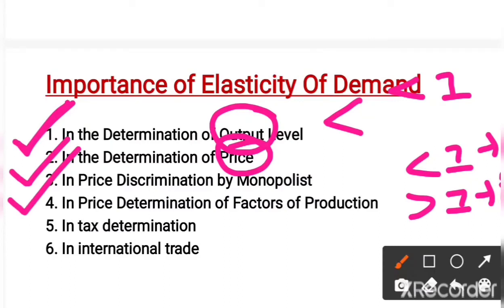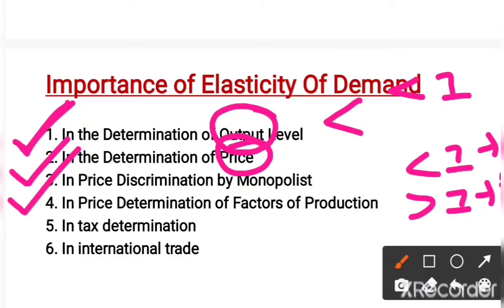What is the third importance? Price discrimination by a monopolist. So students, discrimination means keeping different prices for different people. For example, in theaters different ticket prices will be there: in the AC room it will be different, in the balcony it will be different, and in other sections it will be different. That is called price discrimination, keeping different charges for different people. Usually monopolists will keep such kind of prices.